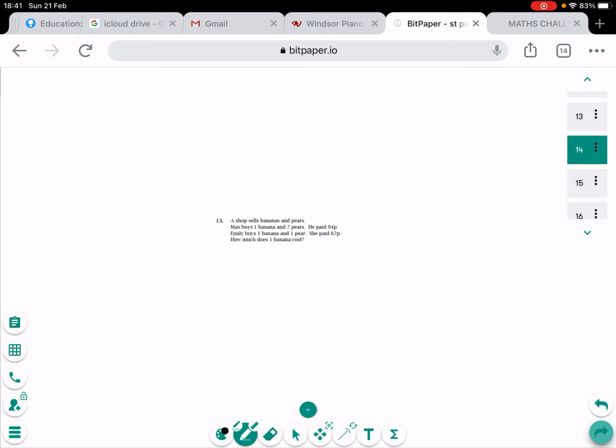So 1b plus 2p equals 94. 1b plus 1p equals 62. So if we just minus these two, we can get that p equals 94 minus 62, which equals 32.